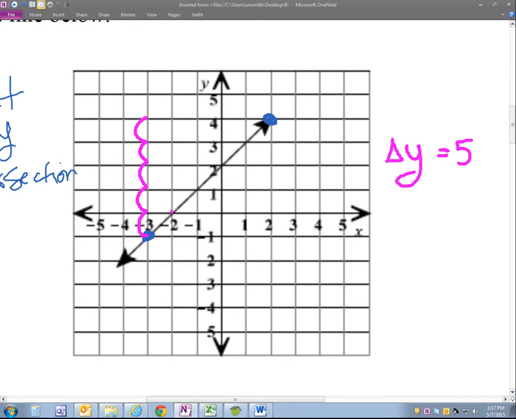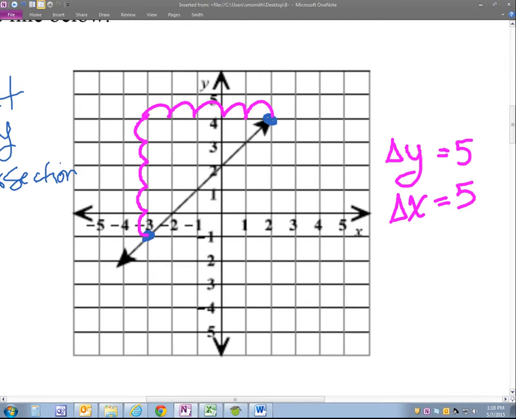Oh, let's do x. We haven't done that one yet. How much does x change? So now we know that it took us 5 units to get up there, and now we have to see how far this value of x right here is from this value of x. So I'm going to travel 1, 2, 3, 4, 5. So delta x, the change in x, is 5.